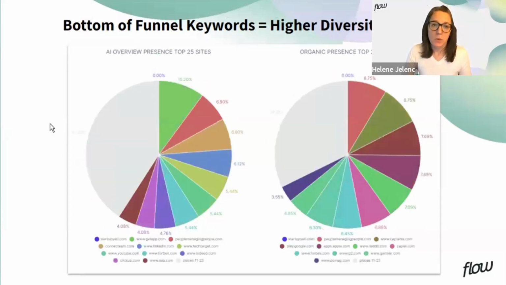And this story changes when we do the bottom of funnel keywords. I do say take this with a grain of salt. We only had about 5% of bottom of funnel keywords that had AI Overview. So this is very limited data, but it is interesting to see that there's more diversity in the AI Overview of bottom of funnel than there is for the organic presence.